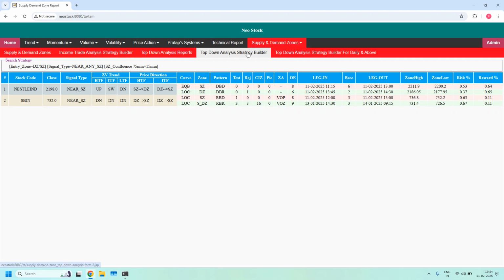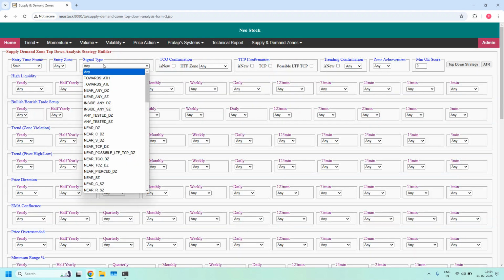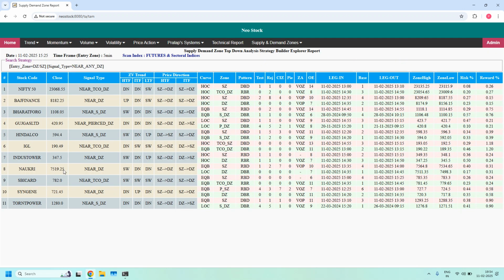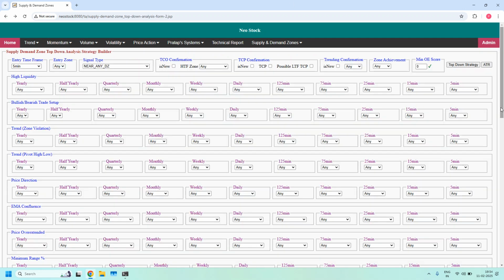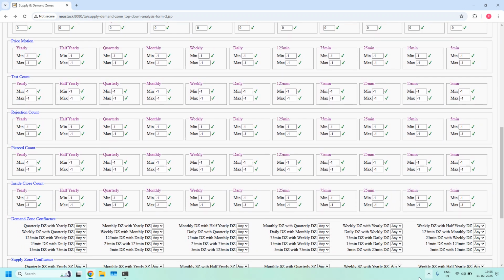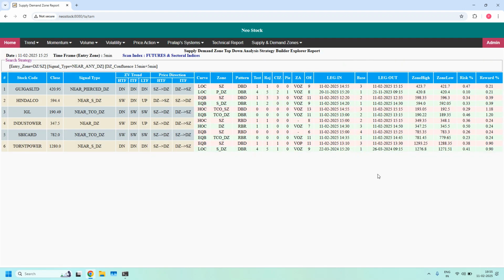Next time frame is 5 minutes. Stocks near 5 minutes demand zone, we got 11 stocks. Out of these 11, how many demand zones are having ITF demand zone confluence? That is 5 minutes demand zone with 15 minutes demand zone confluence. I am enabling that filter. So with this filter, we got 6 stocks. In this 6, first one is a pierced demand zone, ignore it. And remaining demand zones, 5 minutes demand zones, are overlapped with 15 minutes demand zones.